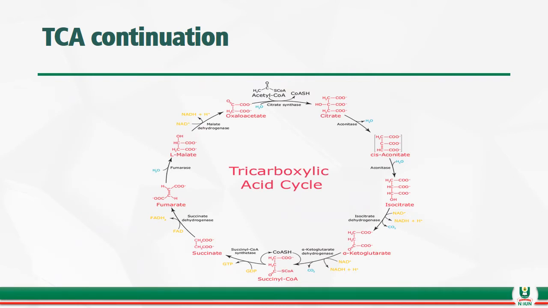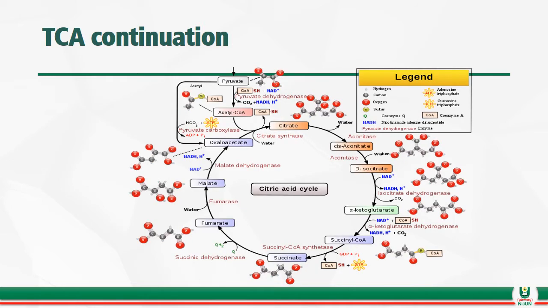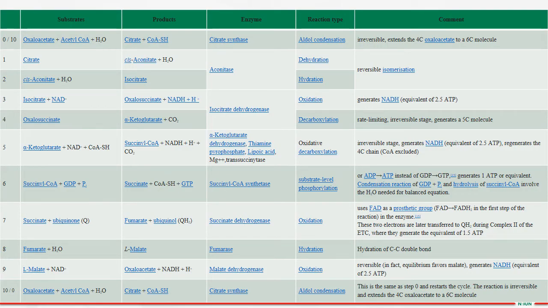Here you see the cycle of the TCA, a complete cycle of the tricarboxylic acid cycle. This is another format of presenting the TCA for your own consumption, whichever comes to you for a better understanding. The cycle starts with oxaloacetate plus acetyl-CoA plus water. It gives the product citrate plus CoA-SH, and the enzyme catalyzing the reaction is citrate synthase, and it undergoes aldol condensation. This is the same as step 0, and the cycle restarts.